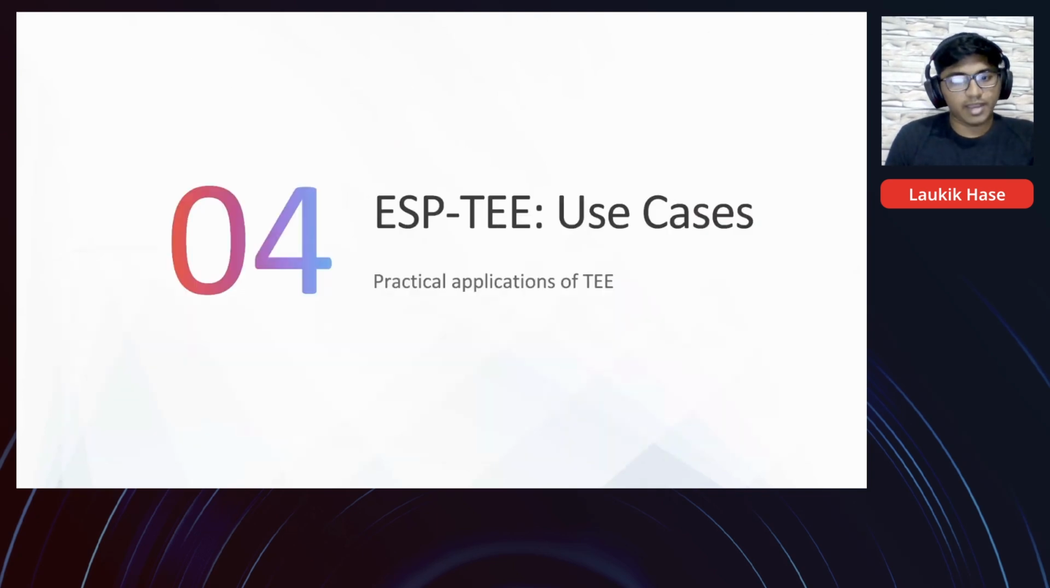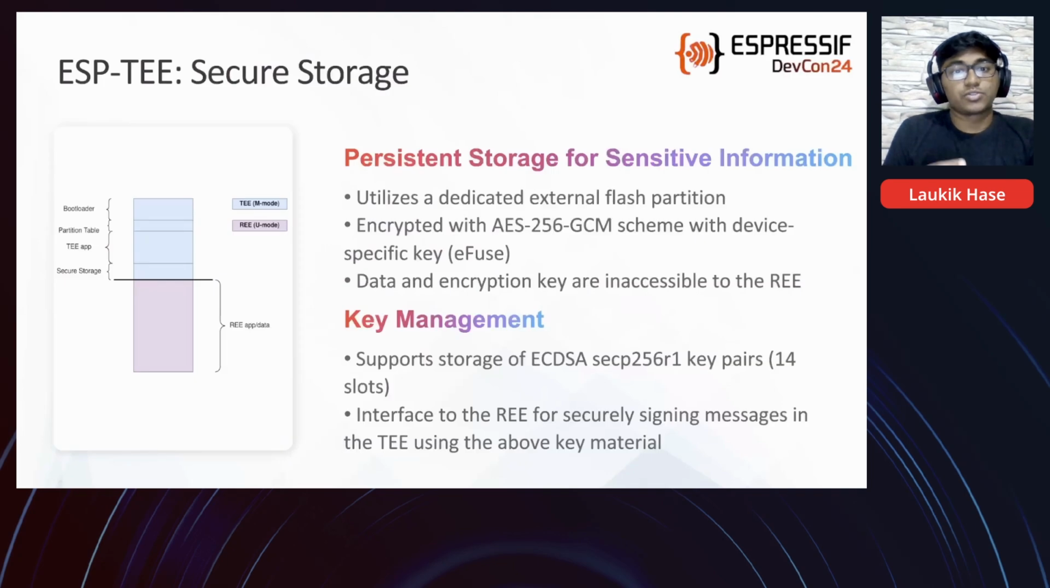So now, as we have seen the architecture and the internals as well, we can jump on to the use cases and the practical applications of what the ESP TEE framework has to offer. First of all, we have the secure storage. The TEE secure storage service provides persistent storage for securely holding sensitive data such as cryptographic keys, cloud credentials, and other general purpose information that a user might have.